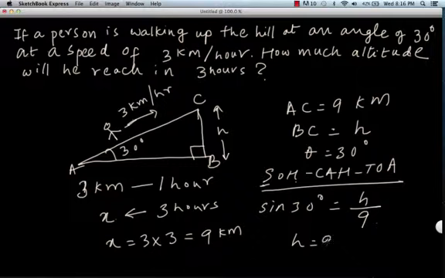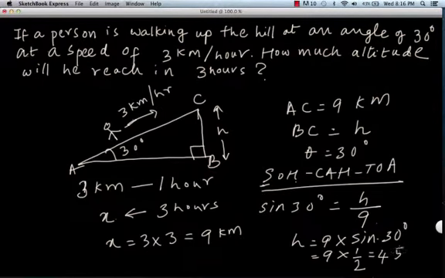So h is nothing but 9 times sine 30 degrees, and from our values that we have seen in the previous lesson, sine 30 is nothing but 1 by 2, which is equal to 4.5 kilometers. So if a person is traveling at a speed of 3 kilometers per hour up the hill, after 3 hours he would have traversed a distance of 9 kilometers and have reached a height of 4.5 kilometers.